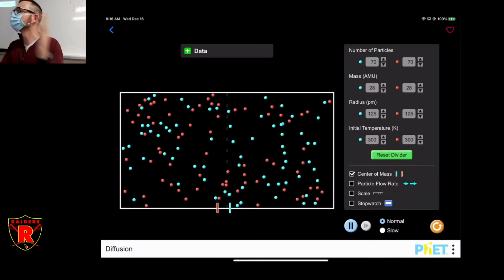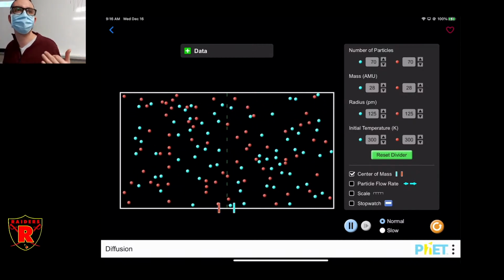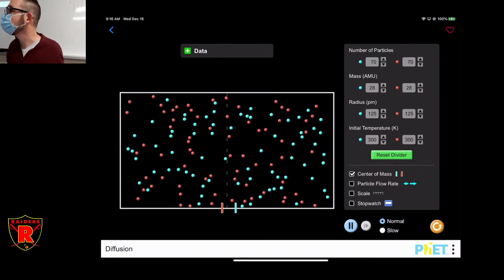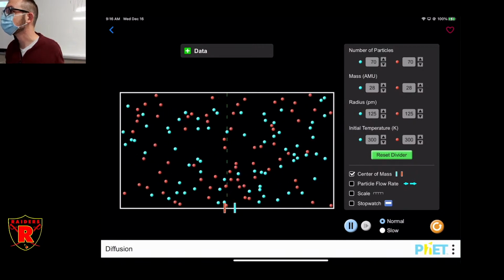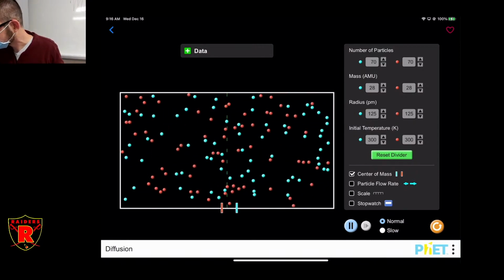And notice that once it gets to parity here, it basically maintains it, right? I mean, it's not perfect. It's random collisions, right? There's no force holding them in any particular direction, but it more or less stays even on both sides, which is just due to random chance, which is really cool.